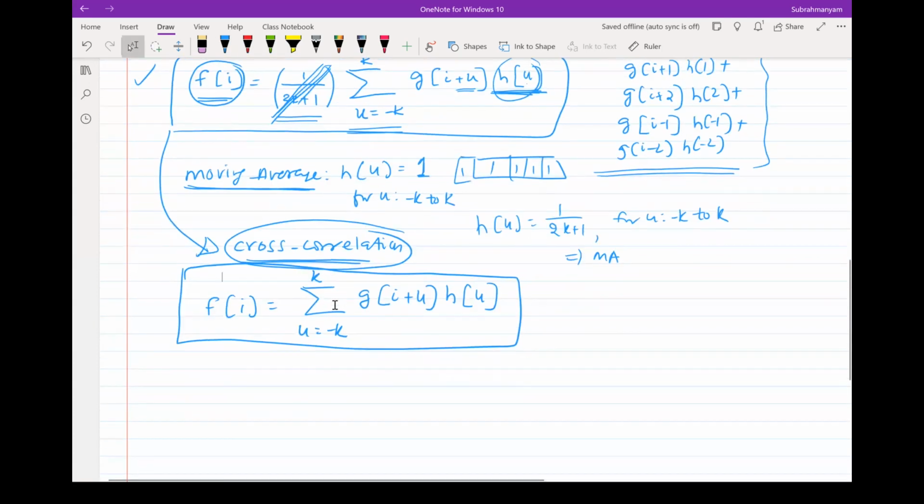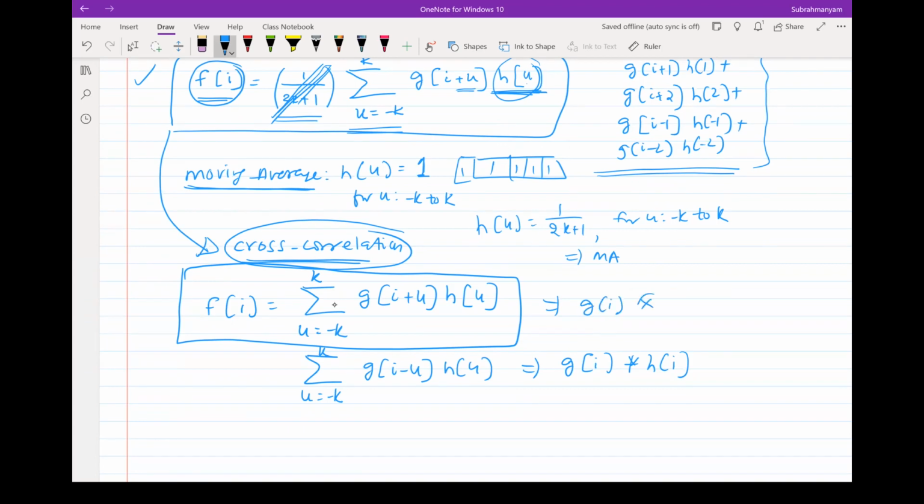And now you are not far away from it. In fact, if I had here g of I minus u, h of u, with u varying from minus k to plus k, this would be equivalent to g of I convolved with h of I. And this is what is called cross correlation, which is g of I cross correlated with h of I. This is how you would denote this.